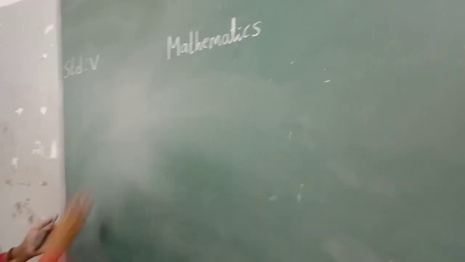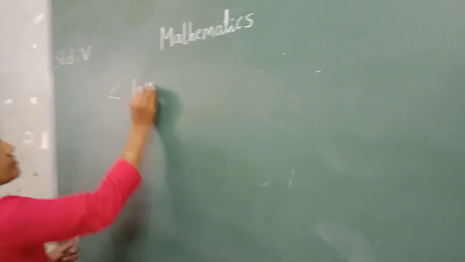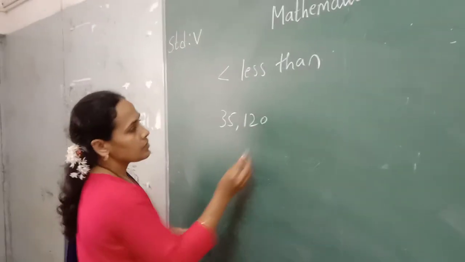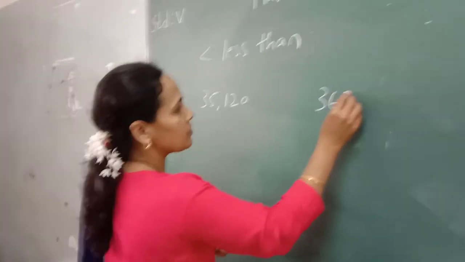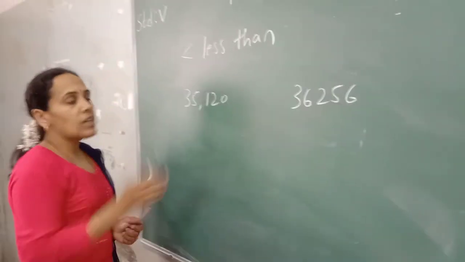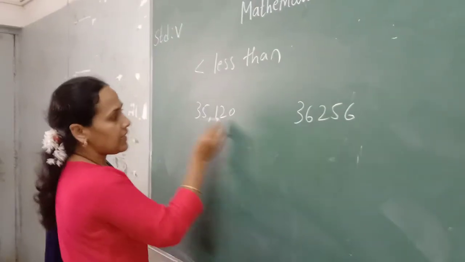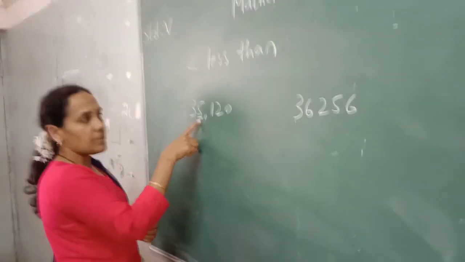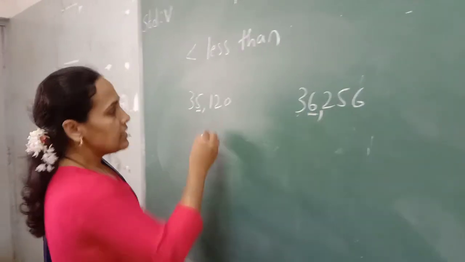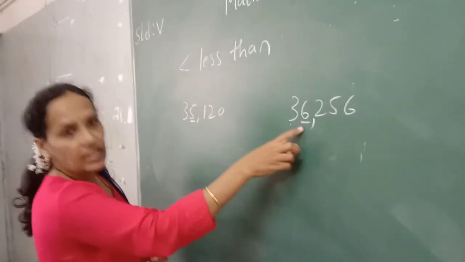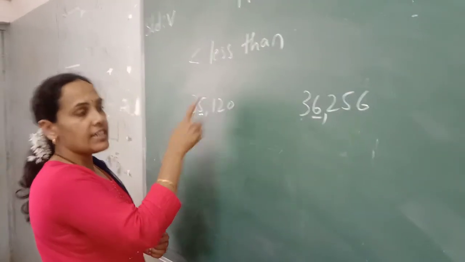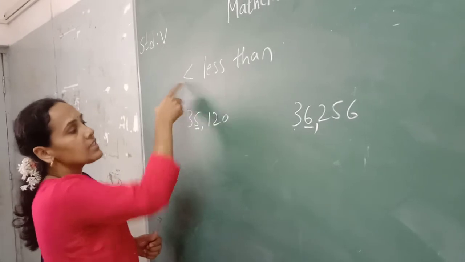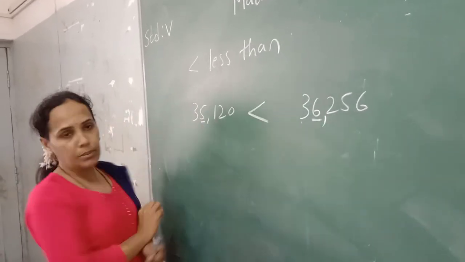Now, the less than sign. To compare 2 numbers, you have to see each digit place. So here 3 is there, 3 is there, the same number. Then the next digit, that is the 1000's place, here it is 5, here it is 6. So this is 35,000, this is 36,000. Which is greater? Naturally 36 is greater. This is smaller, which means this closed end should come towards the smaller number.